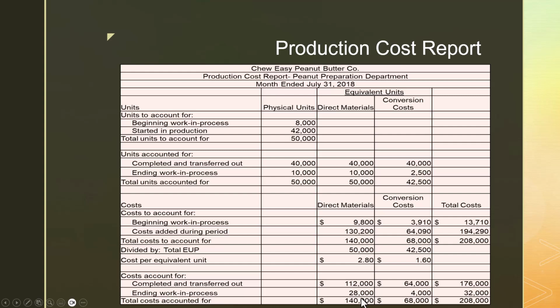So in the next video, we're going to go step by step to see how this document was completed. It's hard to have it all on the screen at once and be visible, but this is what we're going to work towards, the full completed PCR, which is going to tell people everything they need to know about the physical flow of units and the costs that were incurred in this department and where they ended up.